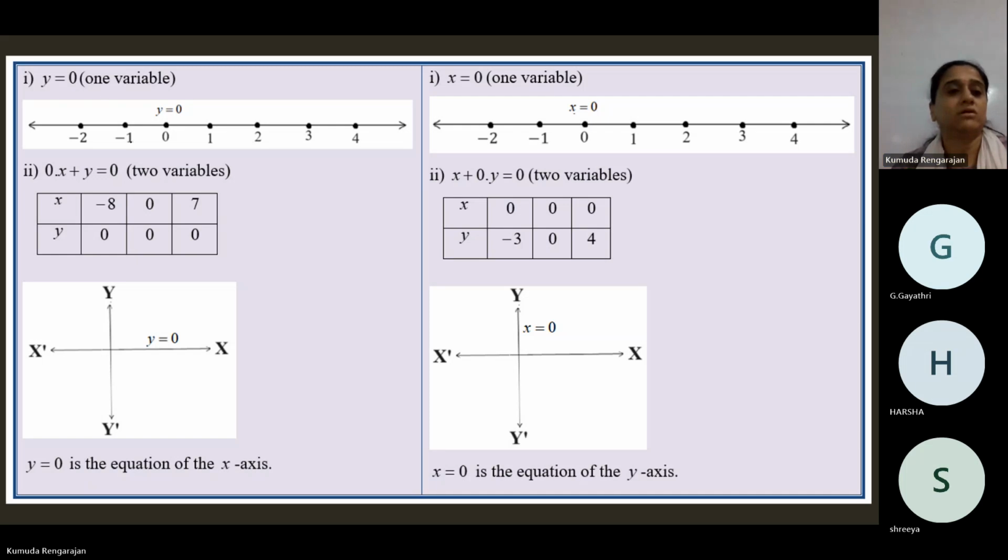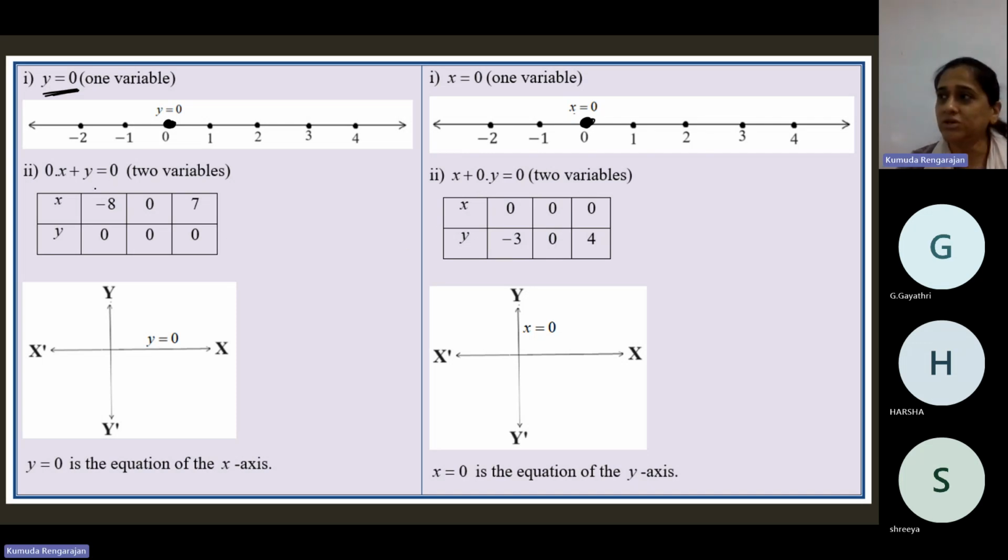So here y is equal to 0. One variable, this is the point, y is equal to 0 on the number line. Okay, x is equal to 0. This is x is equal to 0 on the number line.